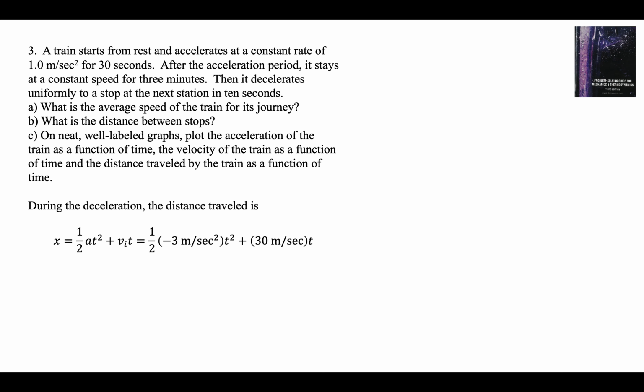During the deceleration, we have an initial speed that starts at 30. The acceleration is minus 3 meters per second squared. t is the time during the deceleration. So the plot looks like this.